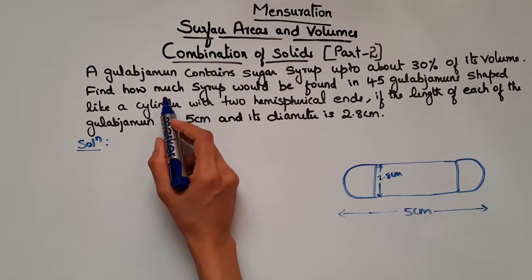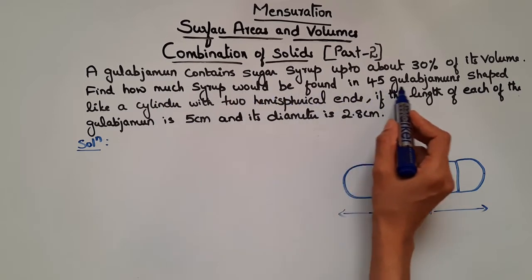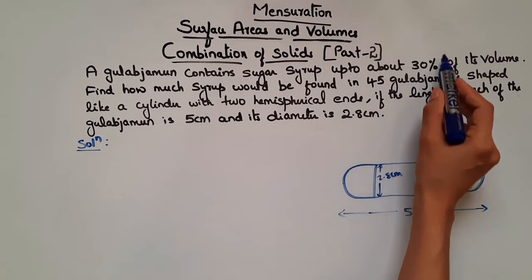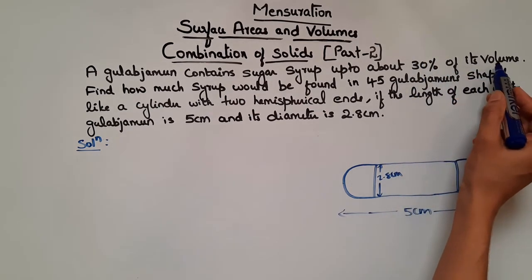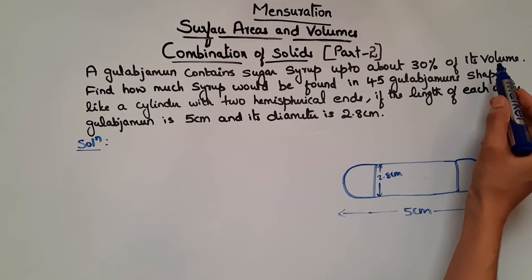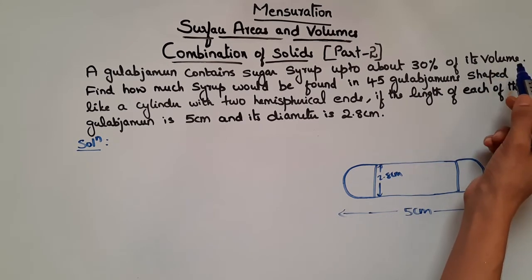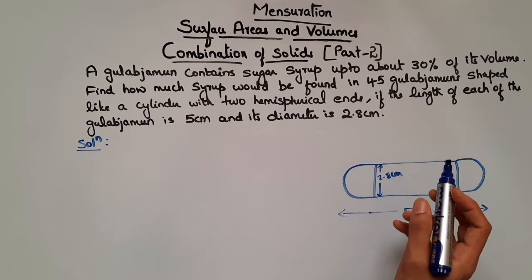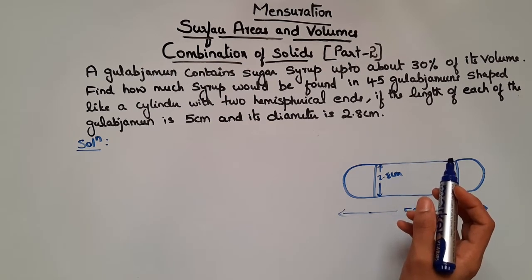Here our aim is to find how much syrup would be found in 45 gulab jamuns. They have said in one gulab jamun the sugar content is 30% of its volume. But we don't know the volume of one gulab jamun. So first we have to find the volume of one gulab jamun, into 45 will give you the volume of 45 gulab jamuns. So 30% of that will give you the amount of syrup found in 45 gulab jamuns. Right? So let's do that.